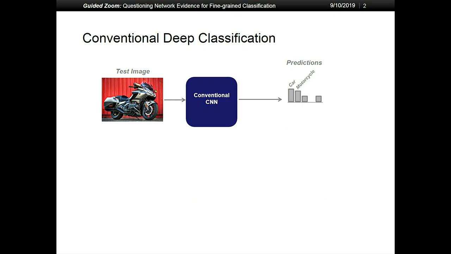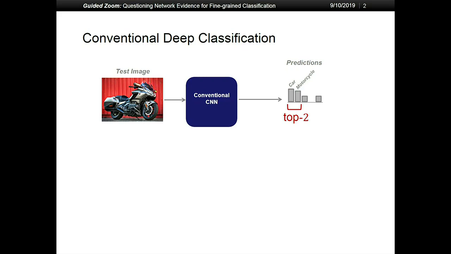Suppose a general case where you have a test image of a motorcycle. This image is passed inside a convolutional neural network trained for image classification, here called the conventional CNN. In this case, the image is incorrectly classified as the class car. If you pick only the top one predicted class, you are limiting the power of the conventional CNN, which in this case has predicted as the second top class the correct class, that is the motorcycle.